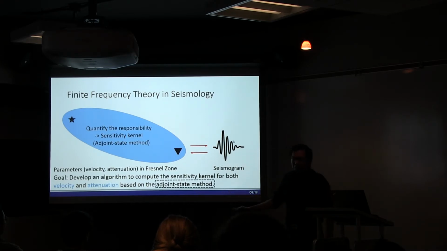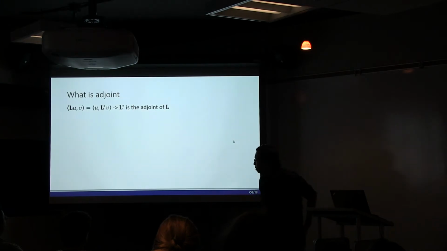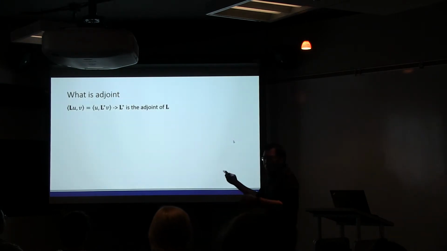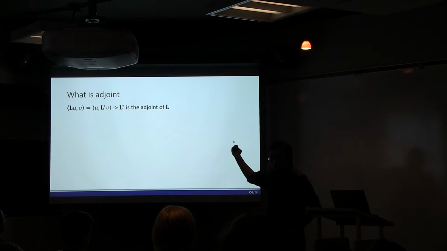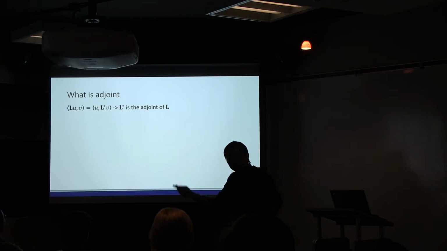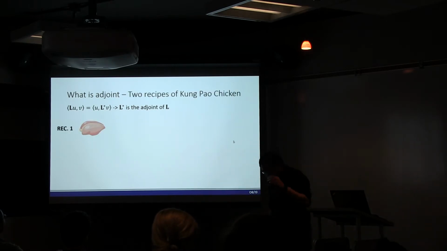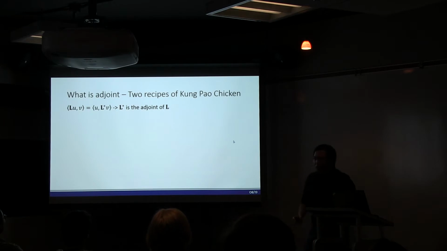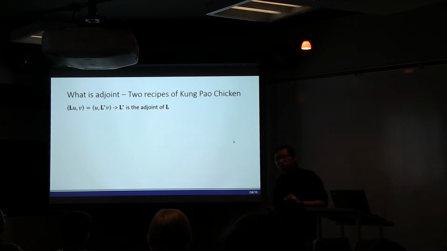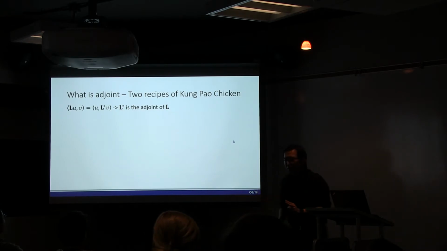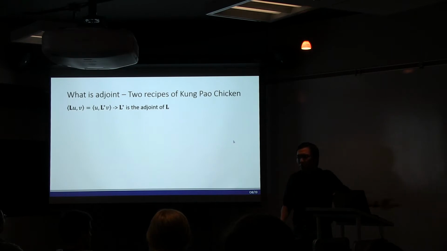So, adjoint state method. First, what is adjoint? To illustrate it, let's just forget about these boring equations and let's talk about something interesting. Let's talk about food. Kung Pao chicken is one of the most famous Chinese dishes worldwide. And today I'll teach you two recipes of Kung Pao chicken, which I learned from the chef of Panda Express.